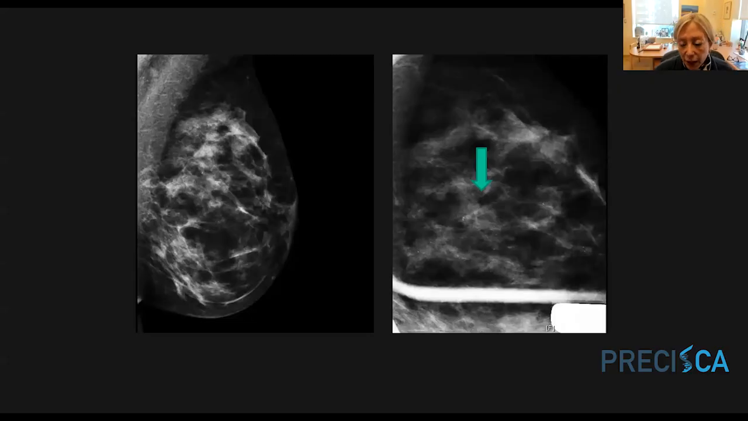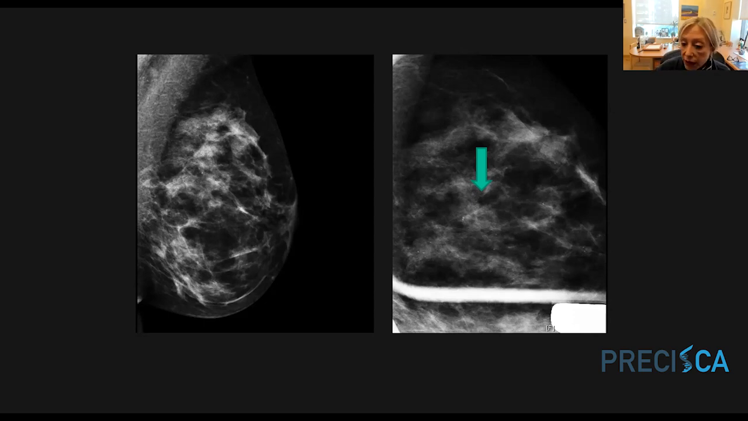So DCIS on a mammogram could look like anything. We primarily have it in our brain that it presents with microcalcifications, and it frequently does. And on these images, I have a big green arrow to show you magnification views of this left breast. And you can see that there are pleomorphic, so different shaped calcifications in the upper outer portion of this woman's left breast. And this is kind of what we think is classic DCIS.